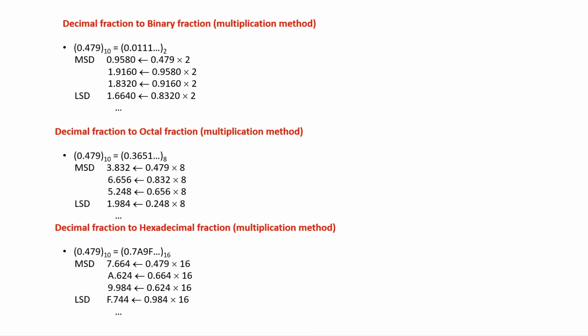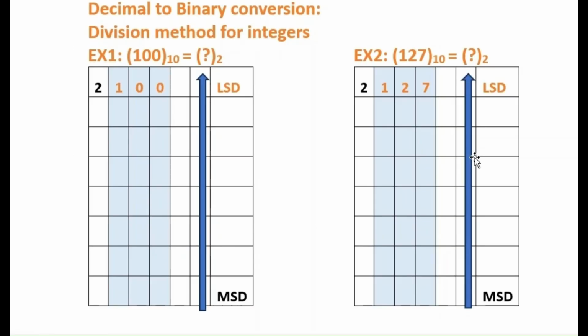Okay, now I'll be solving some problems by hand also, and let's do that. We have to convert a decimal number to a binary number. The example one, first number is 100, which is an integer in decimal. So we'll be repeatedly dividing this number by 2. We'll be using the division method.